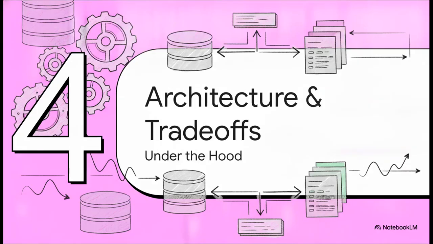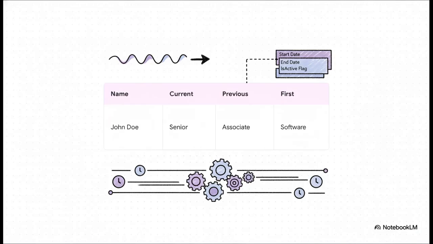All right, moving into Section 4, architecture and trade-offs. Let's look under the hood. Let's actually look at how this elegant architecture shows up in the database schema. Take a look at John Doe's record here. Notice how the current designation, the previous designation, and the first designation are all neatly packed together into a single row. And this sits right alongside your standard Type 2 tracking dates, like start date, end date, and the isActive flag. Literally everything you need to know about John's entire promotion history is available horizontally all in one place.